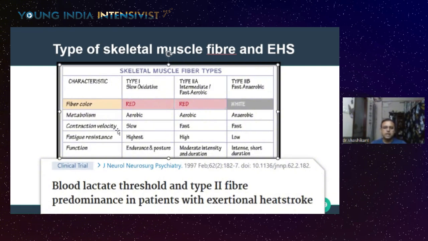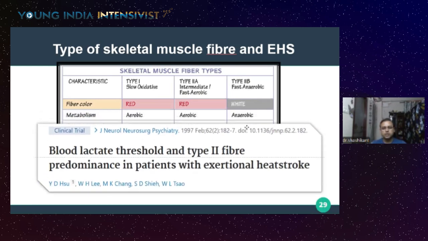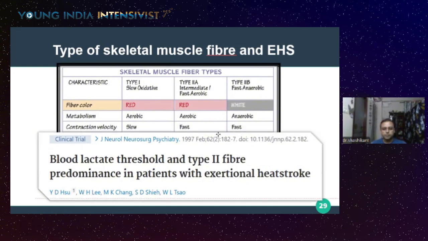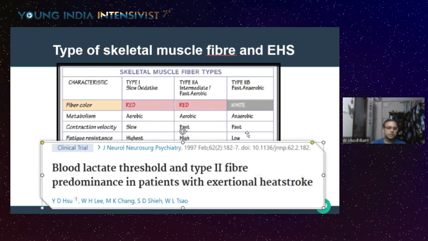And these two groups of muscles have high resistance to fatigue. That means they don't fatigue easily, and these muscles are good for endurance and postural activity, while type 2B muscles, which have predominantly anaerobic metabolism, have very little resistance to fatigue. That means they will fatigue very easily during intense exercise. So it has been found that patients who have suffered from exertional heat stroke had predominantly type 2B fibers, and that is why these patients experienced increased blood lactate levels.